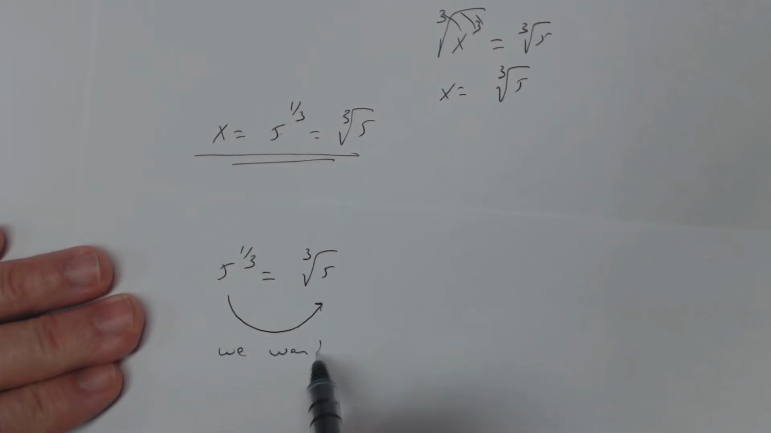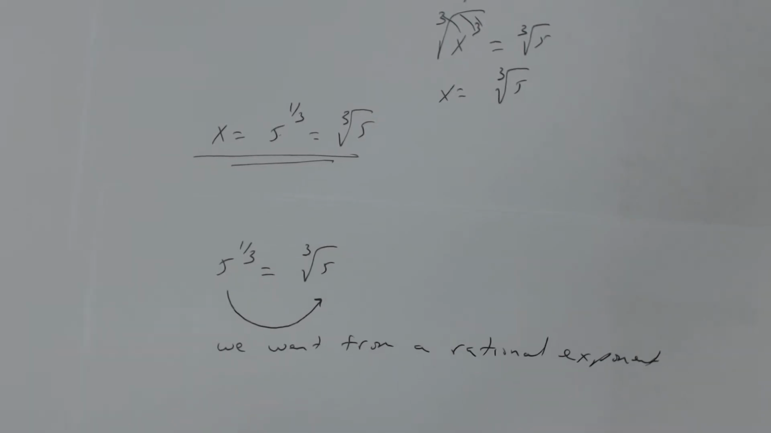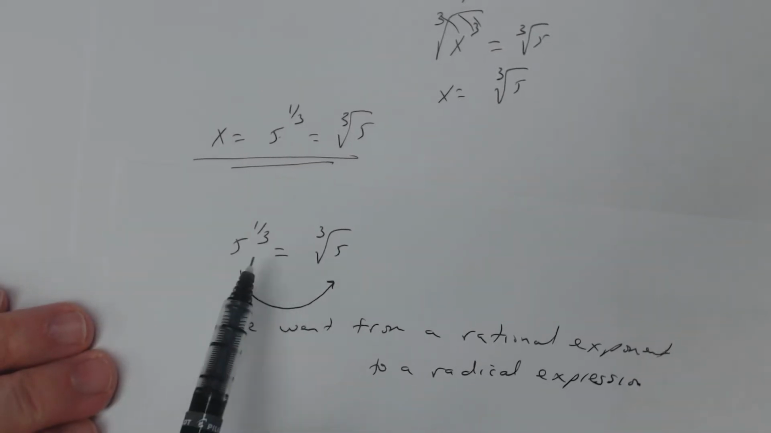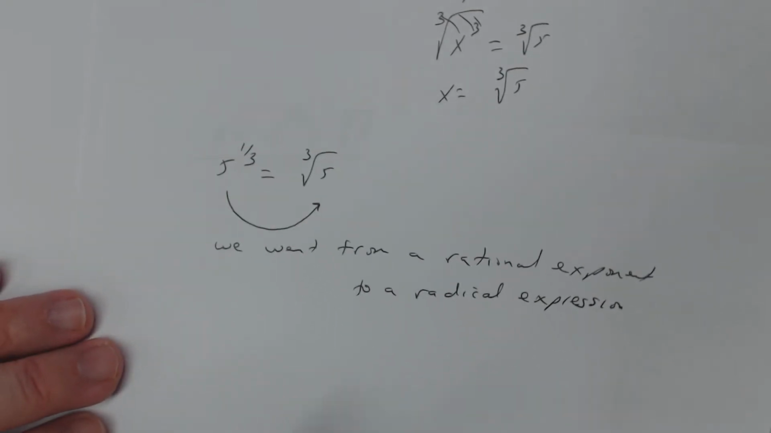We went from a rational exponent to a radical expression. So we went from an expression that had a rational exponent to an expression that now has a radical expression. All right, now here's what I want you to notice.